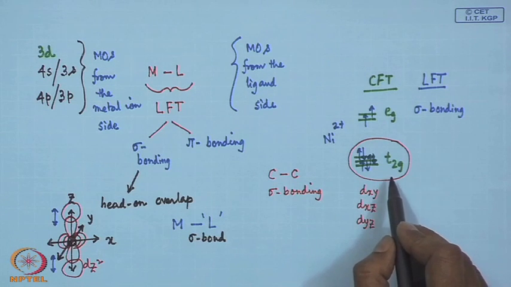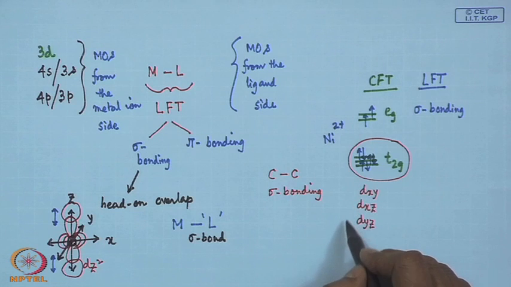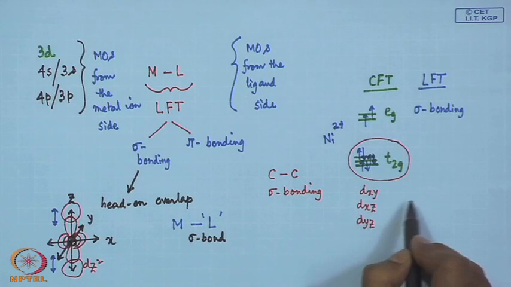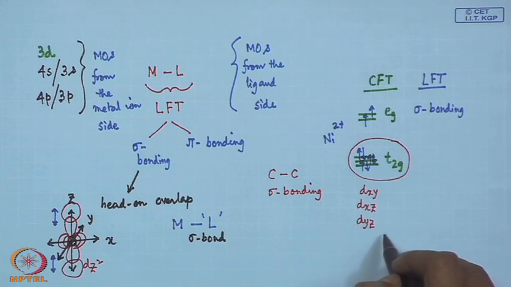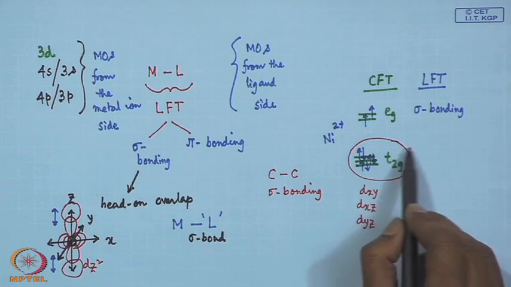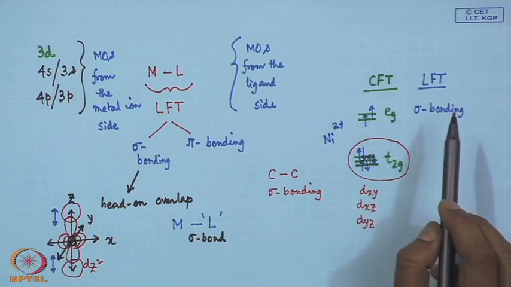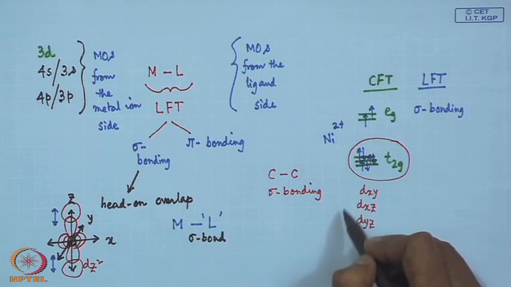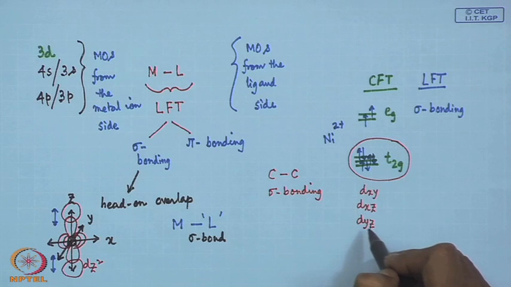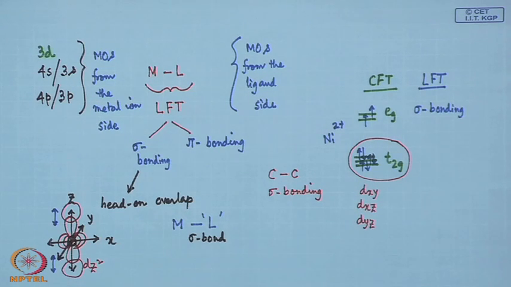Therefore, these T2G orbitals will not show any kind of sigma interaction with our ligand group orbitals or ligand SALCs. These orbitals will be there, but as we will find in the typical molecular orbital diagram in terms of this ligand field, they will not show any bonding interaction with the available ligand orbitals.